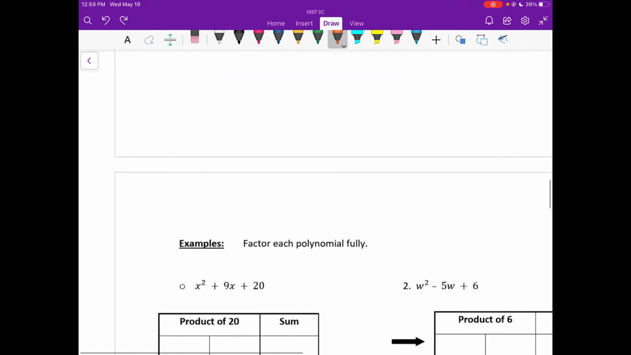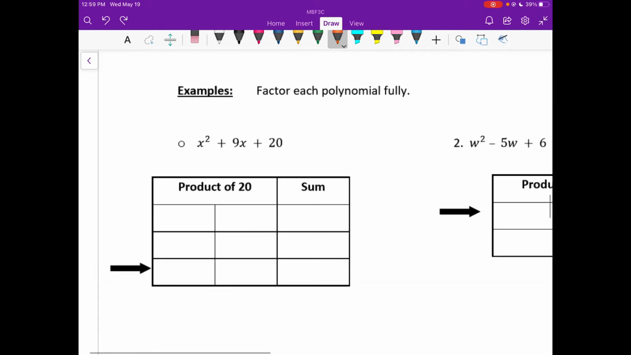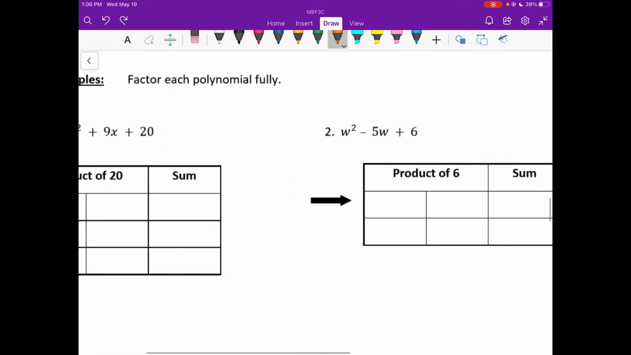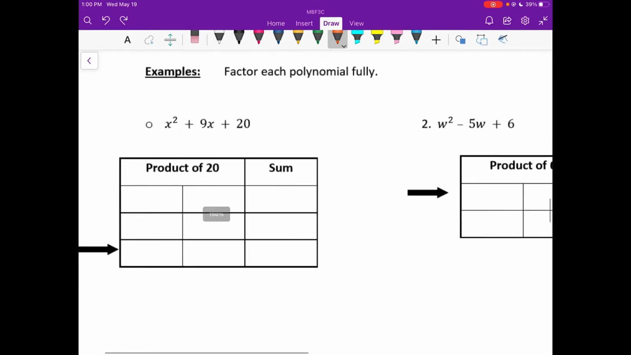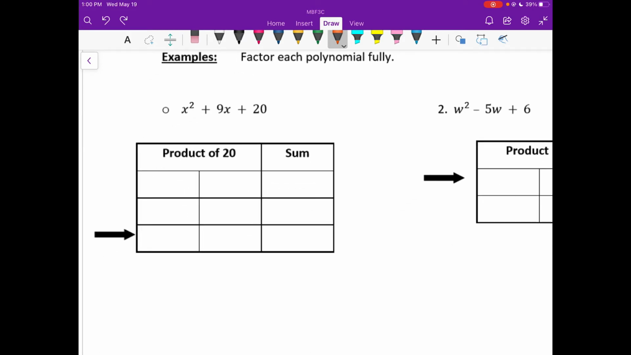Okay? So moving forward, we're going to factor each polynomial fully, right? And we're just going to go through them and talk about how we can approach these problems, and we're going to try to streamline it. So I'll do one with you. So we'll do x squared plus 9x plus 20. And then I'm going to actually have you pause this video and go through 2, 3, and 4 by yourself, okay? So we're just going to do that right now.